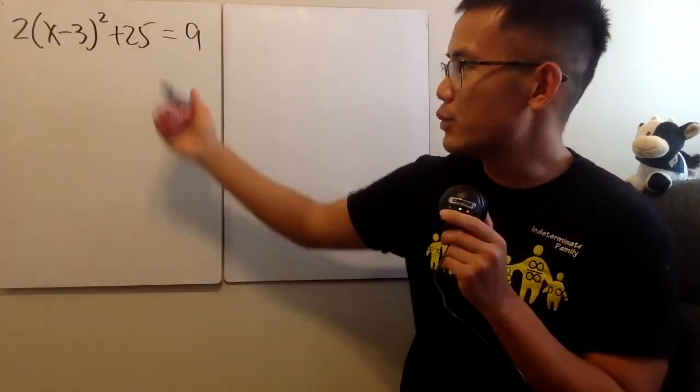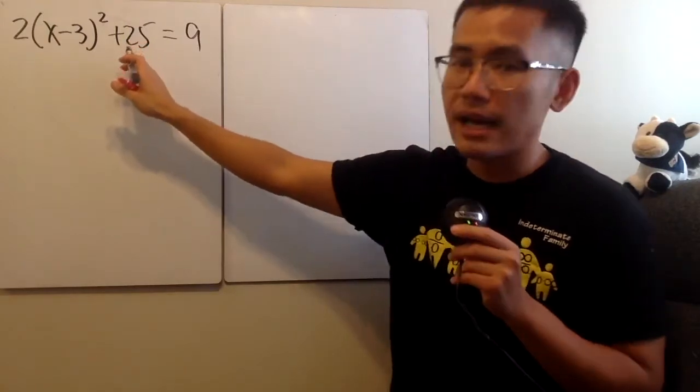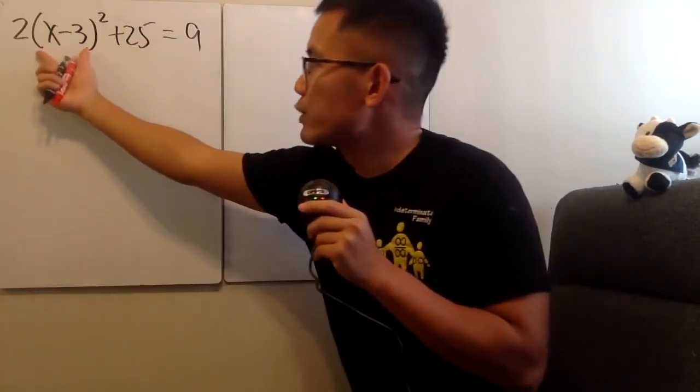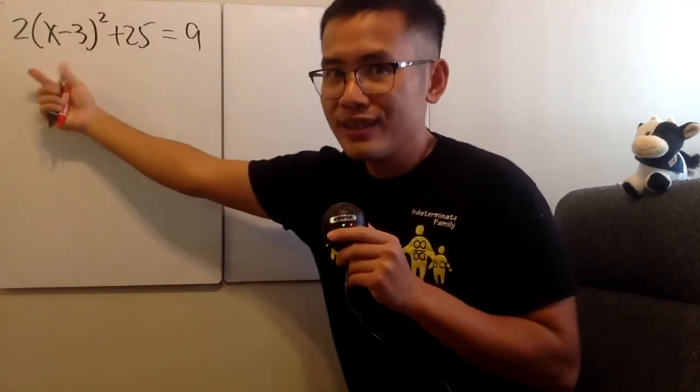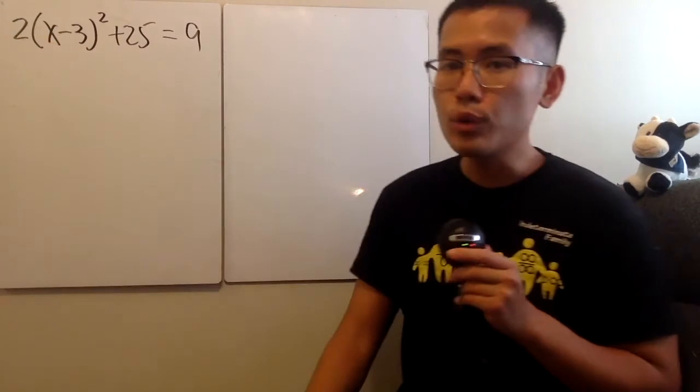Alright, we're going to solve this equation. 2 times the parentheses of x minus 3 squared, and then plus 25, and that's equal to 9. Notice we have a perfect square right here, right? This parentheses to the second power. And the x is inside of the parentheses only.